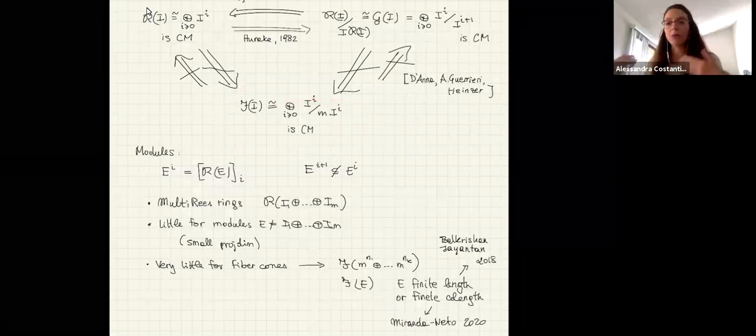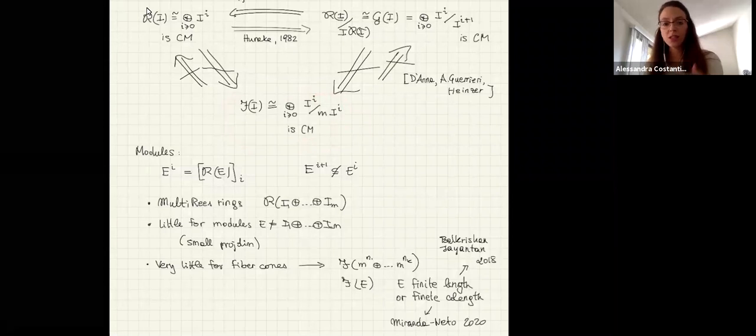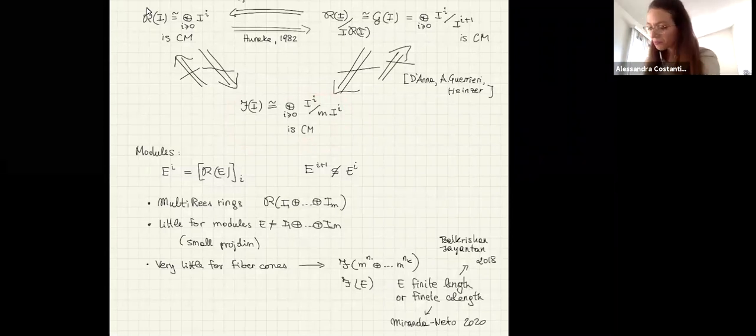And in general, even in the case of ideals, the literature about the fiber cone is much later than the literature about the associated ring. It feels like even in the case of fiber cones of ideals, there is still a lot to be understood.